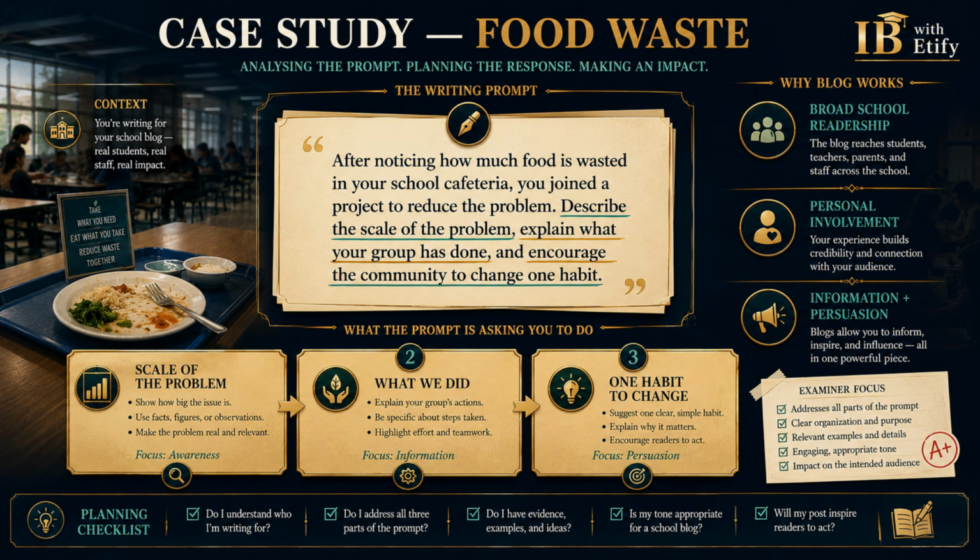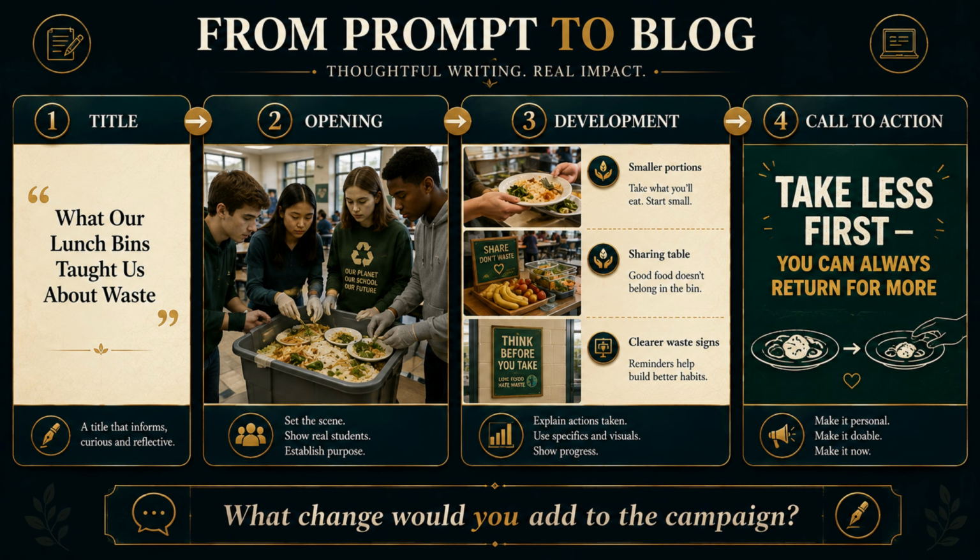Now plan around the three actions. First, describe the scale of the problem. Second, explain what the group has done. Third, encourage readers to change one habit. Do not simply write whatever you know about food waste. Your content must answer those exact requirements. A strong title might be, "What Our Lunch Bins Taught Us About Waste."